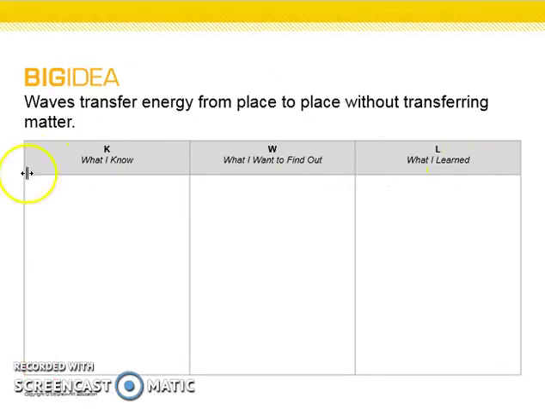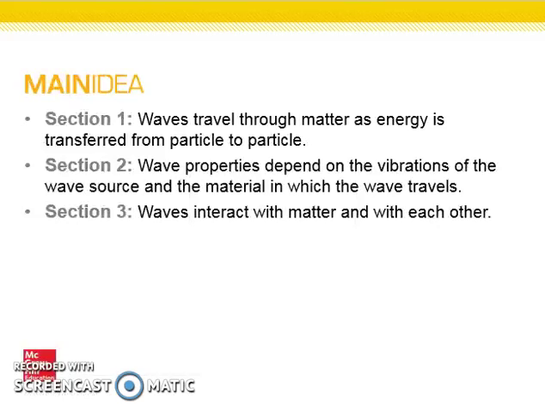We will not be doing KWL for this chapter, so please just write what the big idea for Chapter 9 is, and that waves transfer energy from place to place without transferring matter. Our main ideas for Section 1, write it down. Waves travel through matter as energy is transferred from particle to particle. Section 2, wave properties depend on the vibrations of the wave source and the material in which the wave travels. Section 3, waves interact with matter and with each other.